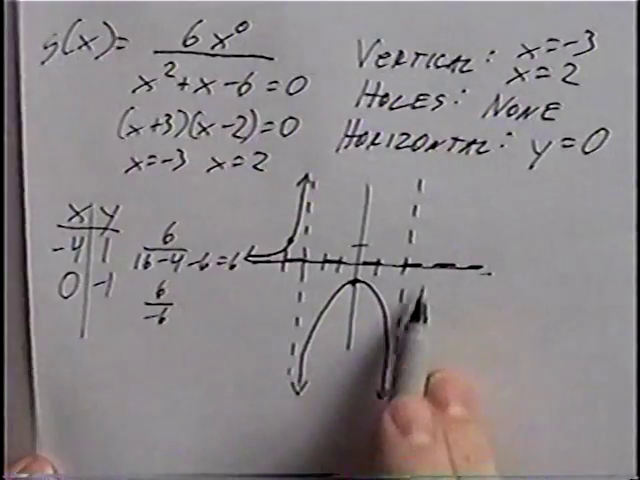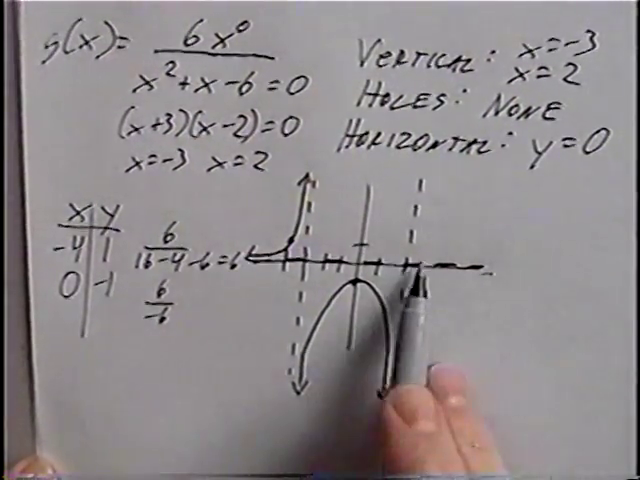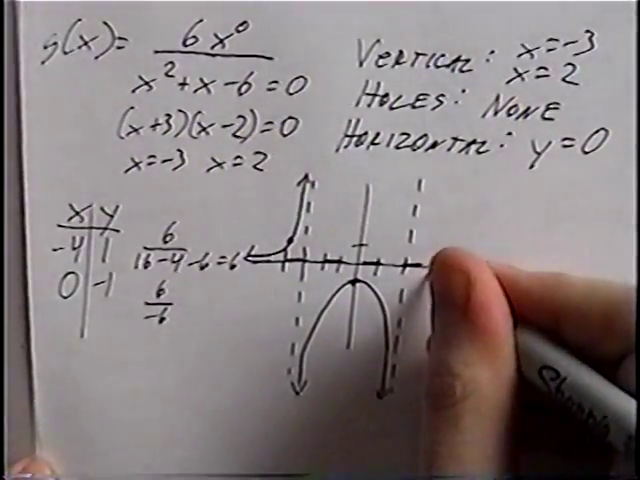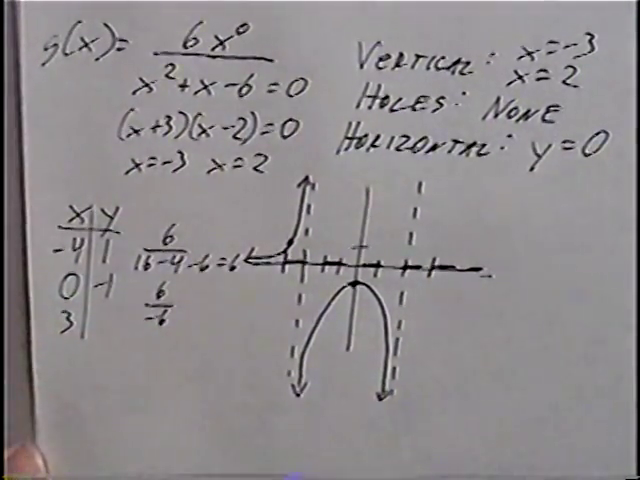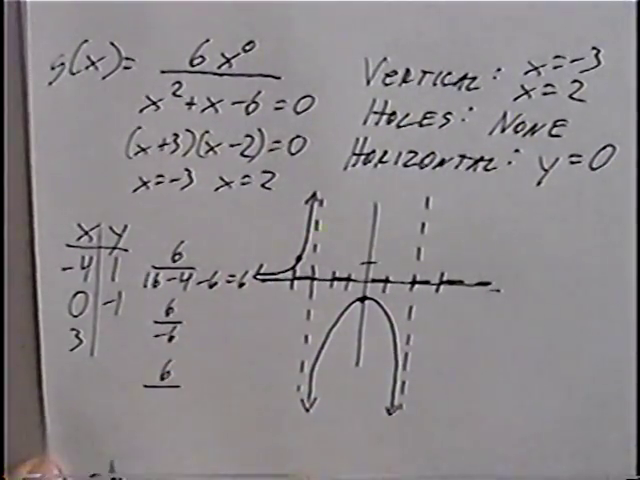Last part of this question is the right side of the graph. We need to figure out if it's on top or bottom. This point's at 2, so your next point over, you can pick x equals 3. 6 again, just a number on top of the fraction.